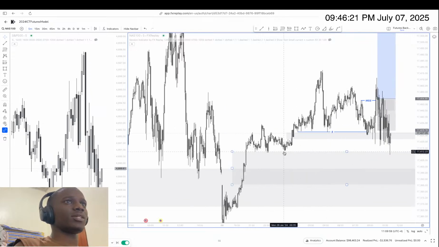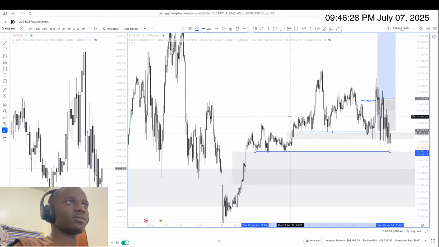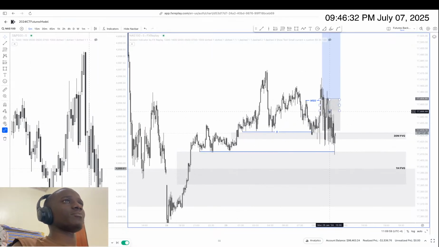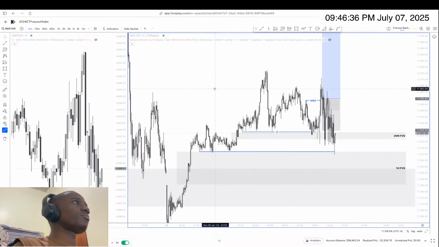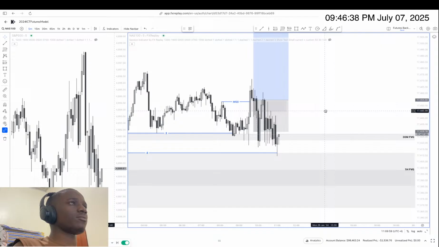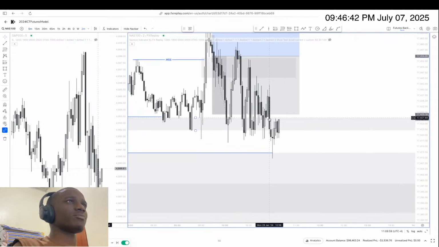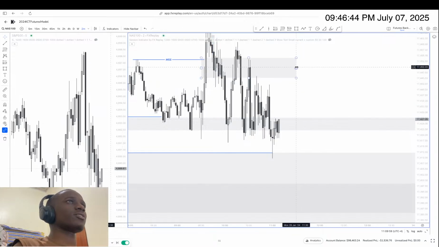Did we take them out? Very clean one. We take out these lows here. So you can see that these lows are taken out, but this price action here was really crazy. After taking out those lows, it's a nice sweep. Now going on the 2-minute here, you can see that we have a small fair value gap. Let me remove this.